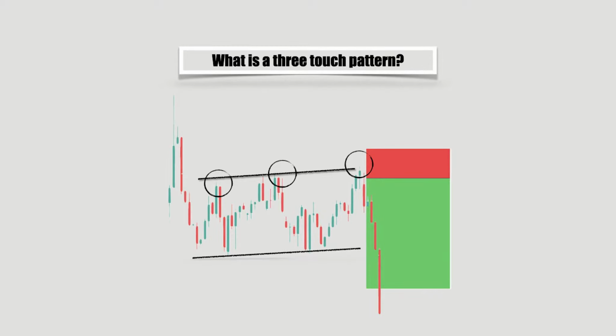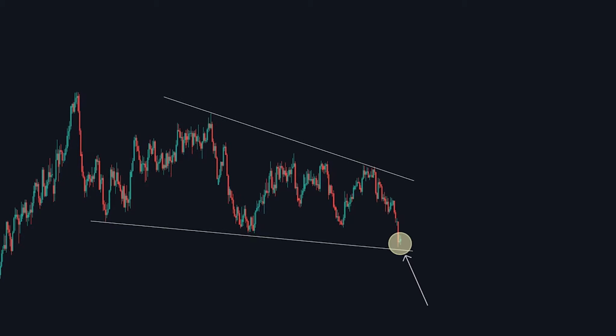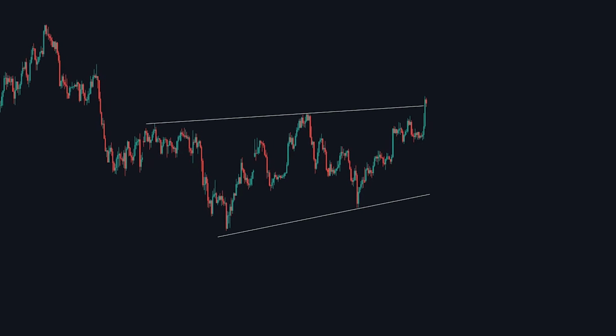So what is a free touch pattern? A free touch pattern is simply just a pattern with two trend lines, one drawn in across the lows of price and one drawn in across the highs of price. And one of those trend lines will have free touches on them before price either drops or pushes up. Now, depending on which way you're looking for price to go, will depend on which trend line you want that third touch to be on. If you're looking for a buy, you're going to want free touches on that bottom trend line. And if you're looking for a sell, you're going to want free touches on that top trend line.